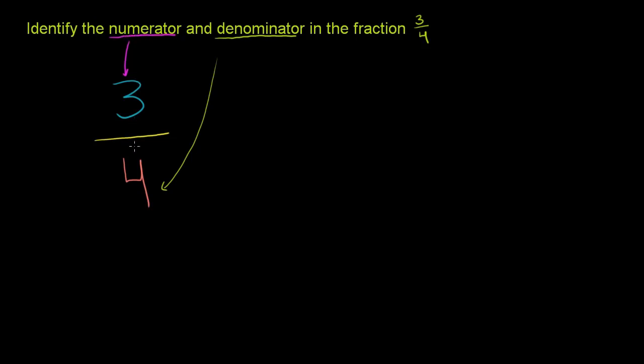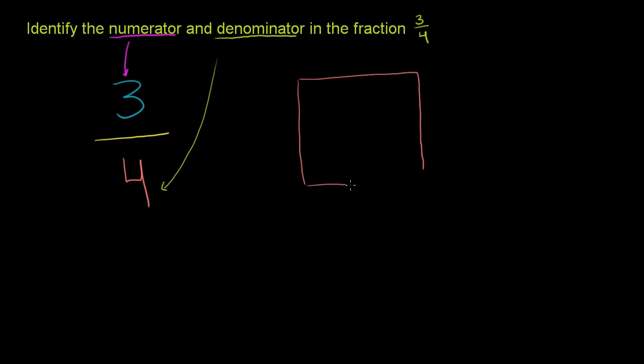Now to think about what this fraction represents, you can think of it as 3 out of 4 pieces of a pie. That's how I think about it. So you can imagine the denominator tells us what we are taking a fraction out of, or how many pieces there are. So let's imagine a pie like this. We could draw it as a square pie.